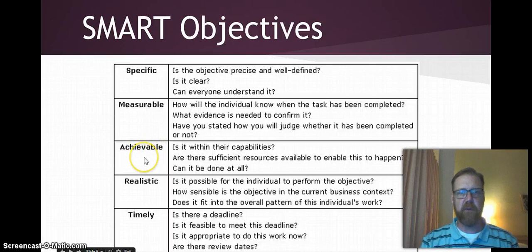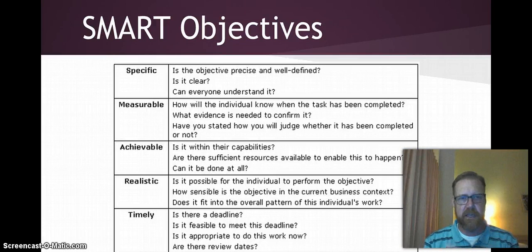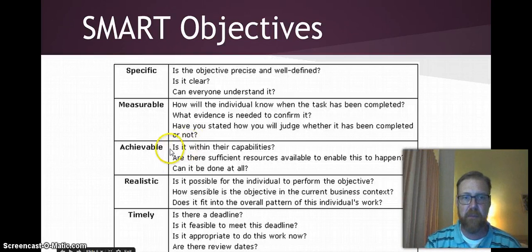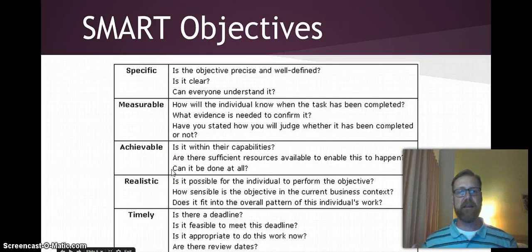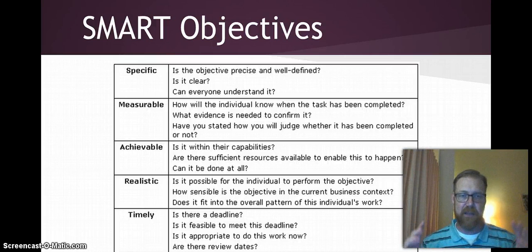Next, it needs to be achievable. So you've talked already a little bit about your organization, and you're going to talk a little bit more about the infrastructure and the capacity of it as you move forward. So when we're thinking about that, and by we, it's the collective we, it's the royal we, when anyone who's reading your strategic plan is thinking about what you're doing, they're going to want to be able to see that you can actually do what you say you're going to do. So we're asking, is it within your capabilities? Are there sufficient resources available to enable this to happen? And can it be done at all? In other words, are you setting goals that can actually be achieved?